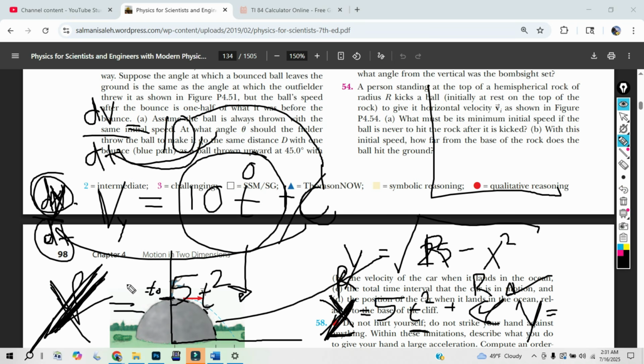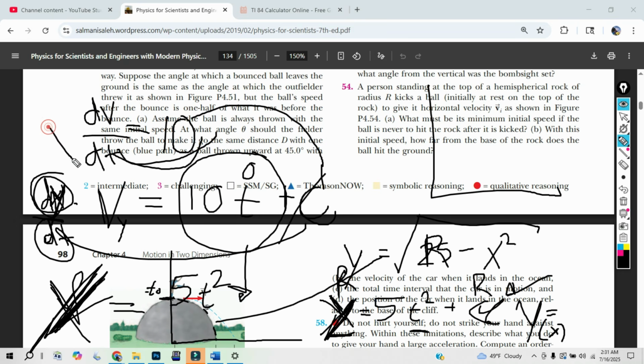So y is equal to 5t squared plus r. But this is not y is equal to x. I need y as a function of x, and I don't even know how to do that. You know what I mean? But no, we do, and it's just fascinating.